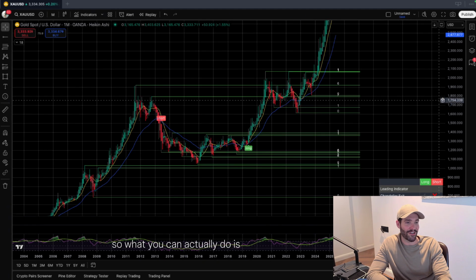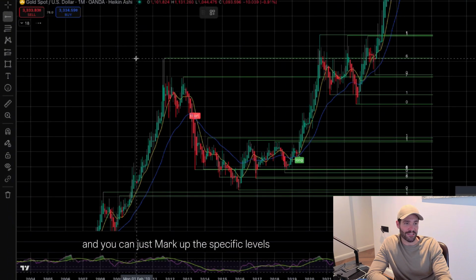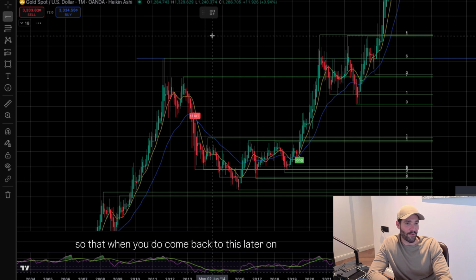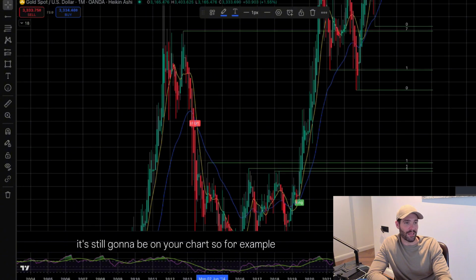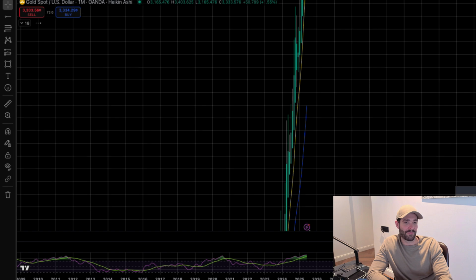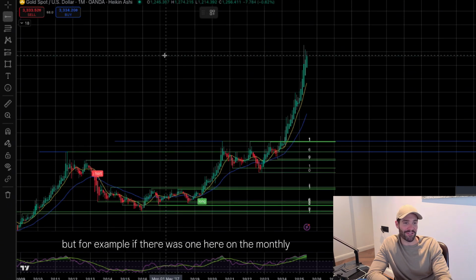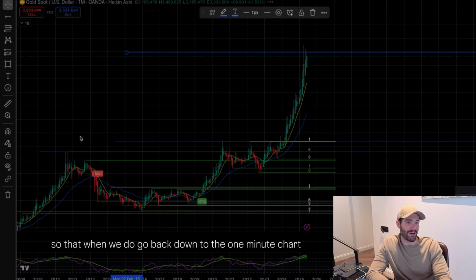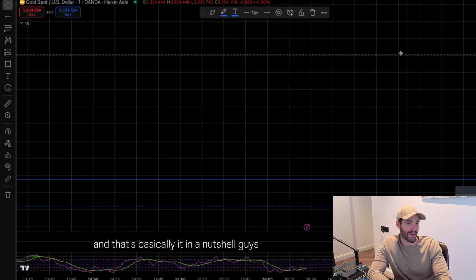So what you can actually do is you can just take your little line tool and mark up the specific levels that you can see on the chart, on the monthly, so that when you do come back to this later on, it's still going to be on your chart. So for example, I know there's not one there now, but if there was one here on the monthly, we could mark it up like that, so that when we do go back down to the 1 minute chart, we can still see them on there. And that's basically it in a nutshell, guys.